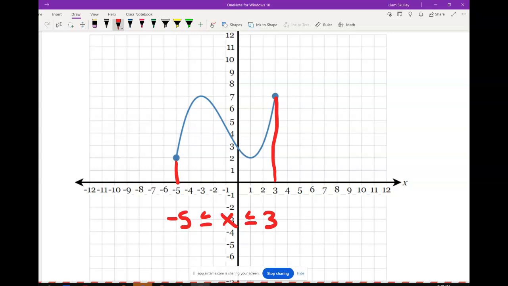If we're talking about range now, we're going to talk about it the same way. We can include all the y values, but now we're looking at y values, so we're looking up and down. Our lowest point on our graph is right here. We follow it. Our highest point is up here. So essentially, we're going now from our low value of 2 to our high value of 7. We can include any y value in between 2 and 7 inclusive.